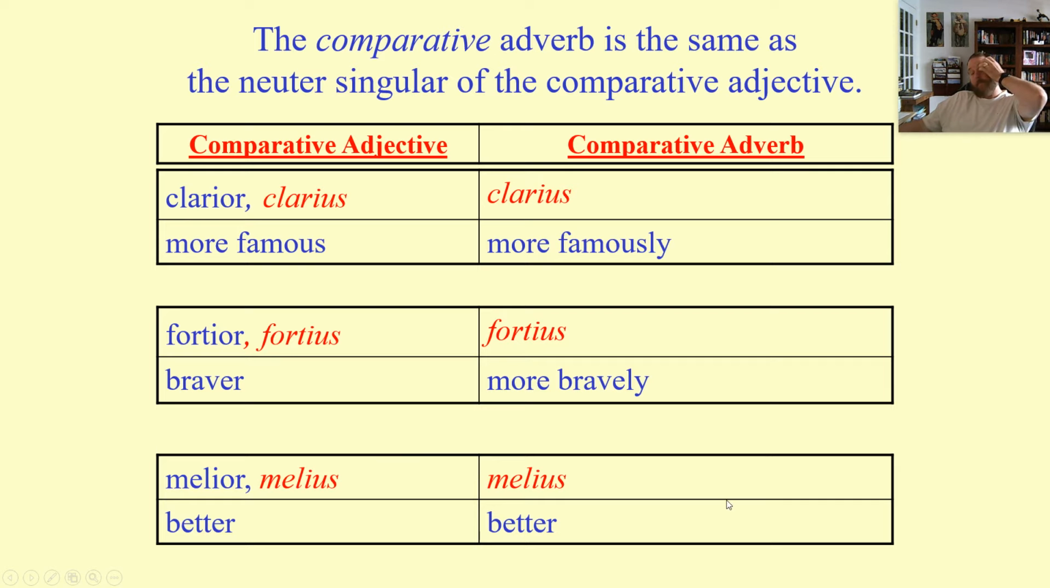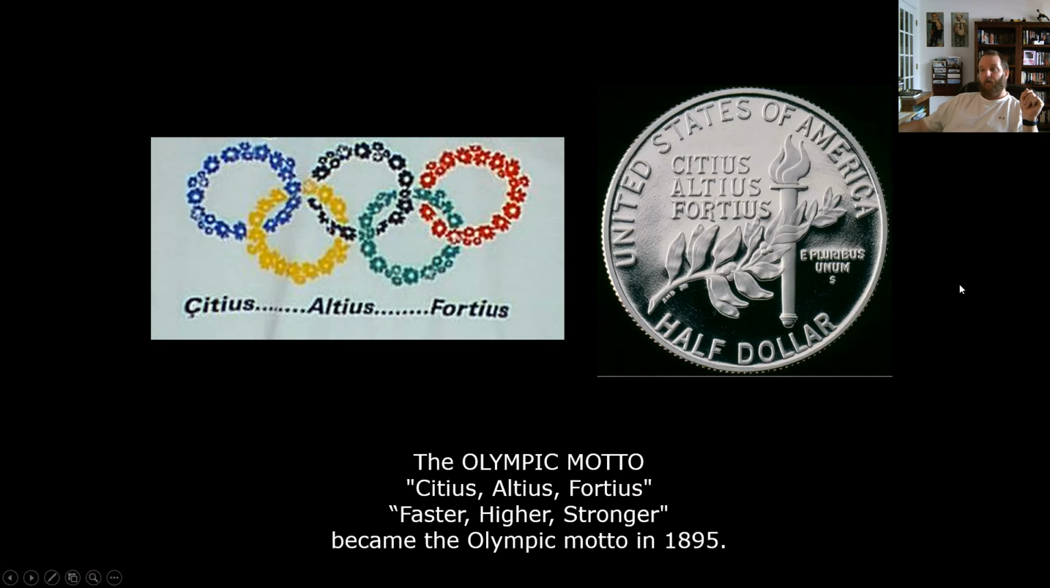Now, we've learned a phrase of the day that had nothing but comparative adverbs in it before. Maybe some of you can remember it. It was back in Latin 1. Well, it was the motto of the Olympics. Citius, Altius, Fortius. Just a little reminder, since it has comparative adverbs in it. The Olympic motto means faster, higher, stronger. Citius, Altius, Fortius. You see all the comparative adverb endings there.